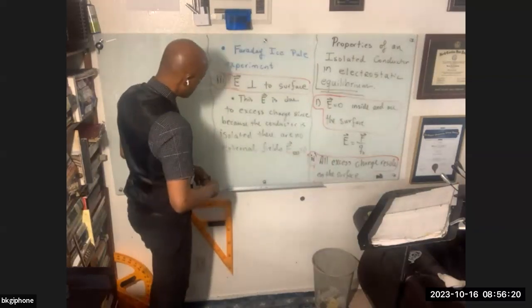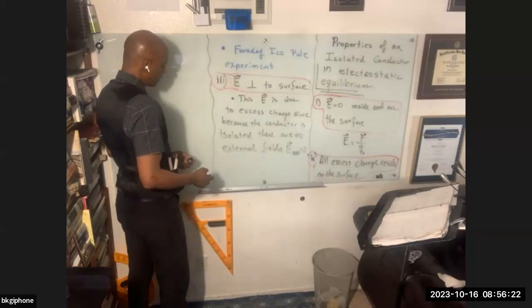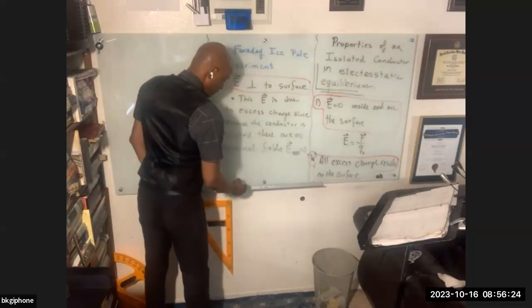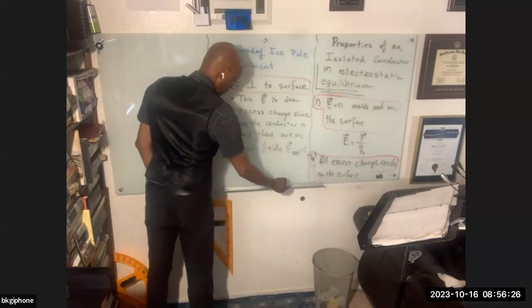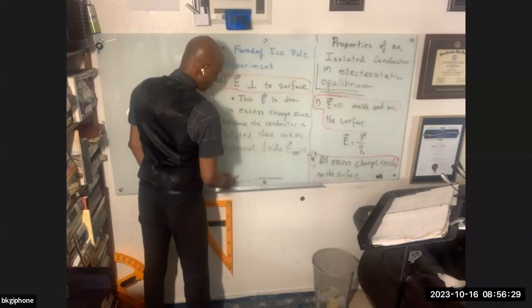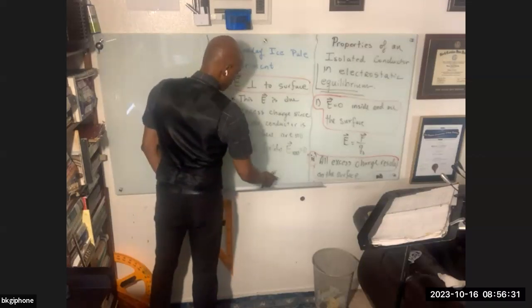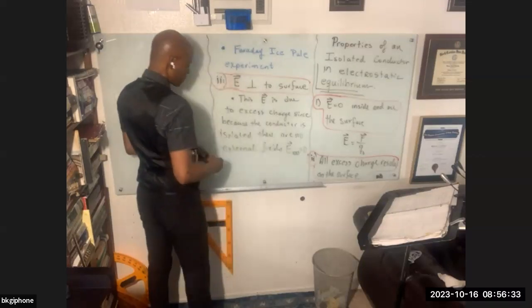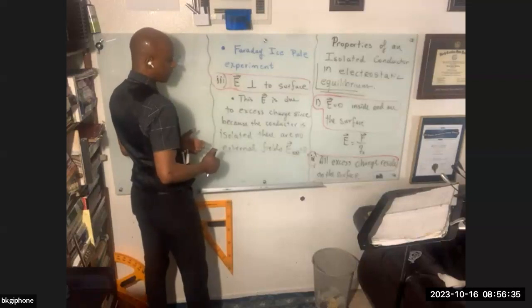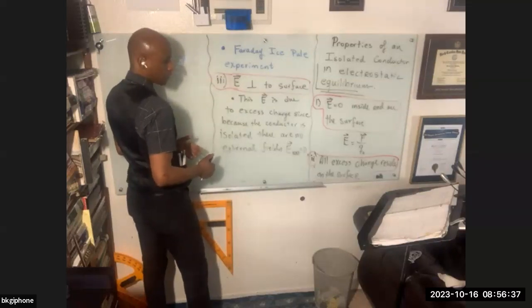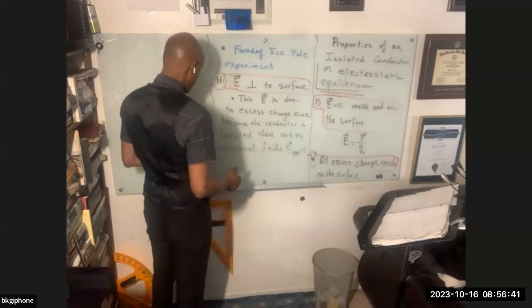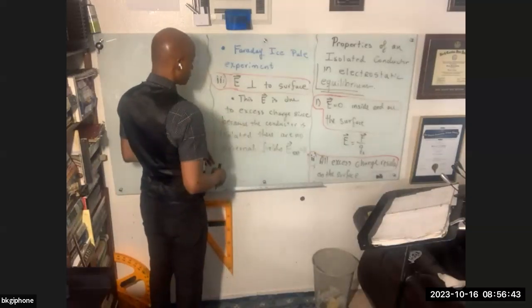This is also somewhat just based on common sense, I guess, or rather an application of these last two principles. So let's take a look at what would happen if the field were not perpendicular. If we had a field that was at some angle other than 90 degrees to the surface.